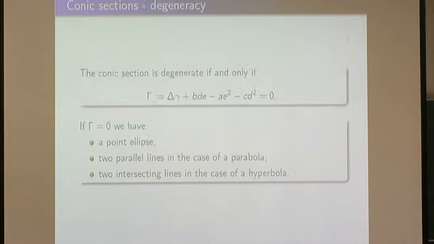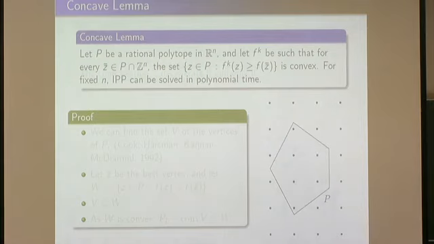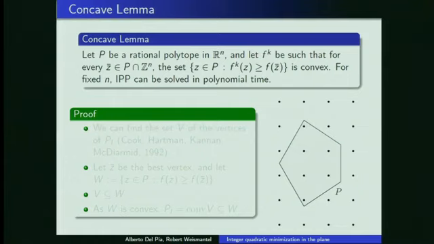And in fact, what I also need is degeneracy. We'll call a conic section degenerate if this value gamma here is equal to 0. The name degenerate comes from the fact that if you look at gamma equals 0, then ellipses just become points, parabolas turn into parallel lines, and hyperbolas turn into intersecting lines. Now here are the main tools. The first one is a very simple convex lemma. Take any rational polytope in R^n.